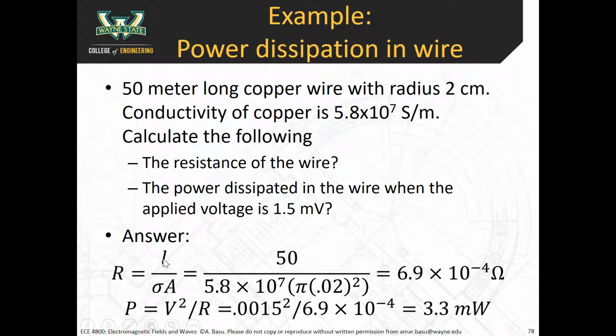That's right. So L over sigma A, so 50 meters. We want to use MKS units. Sigma is given in MKS, 5.8 times 10 to the 7th. The cross-sectional area is pi times 0.02 squared, pi r squared. 6.9 times 10 to the negative 4. Questions on that? Okay. The power, quick formula for that is V squared over R. So 1.5 millivolts, 0.0015 squared, divided by the resistance, 3.3 milliwatts.